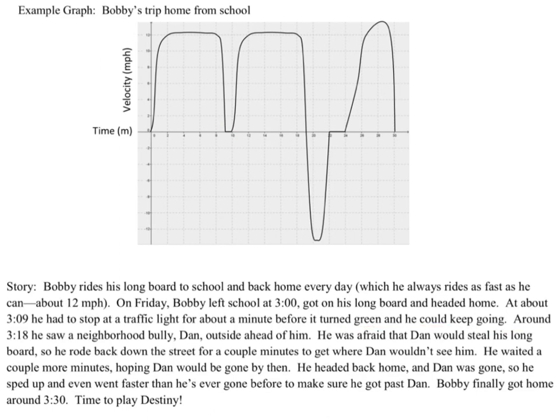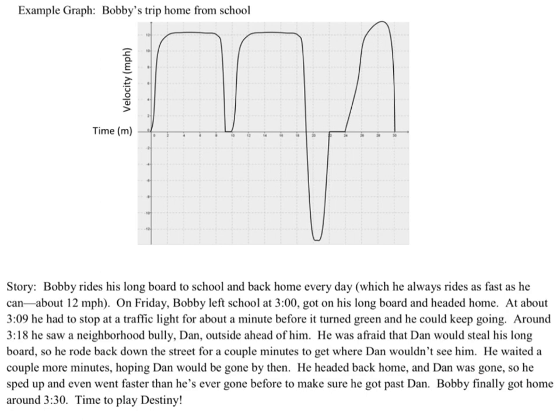Around 3:18, he saw his neighborhood bully, Dan. Dang it, Dan. He was afraid Dan would steal his longboard, so he rode back down the street a couple of minutes where Dan couldn't see him. So that's why this speed here is negative. He's going the opposite direction. He waited a couple more minutes, hoping Dan would go by then. And when he was gone, he went even faster than before, and he got home. All right, awesome. So there's our story.